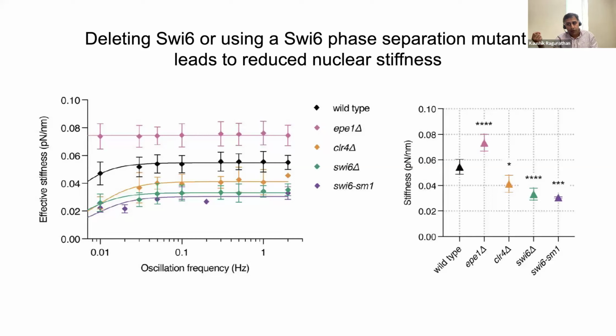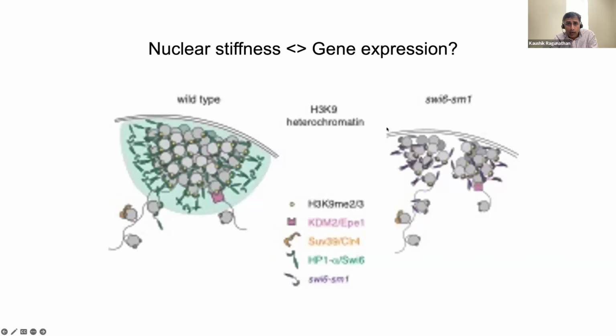Having this SM1 mutant, which has a larger fraction of molecules in this chromatin bound state, also has the same molecular phenotype. So as a result, what we learned here is that proteins that are involved in heterochromatin assembly and their biophysical properties substantially affect other nuclear properties such as stiffness. So the last question that I want to talk about before I end my talk is, how does nuclear stiffness in fact affect gene expression?